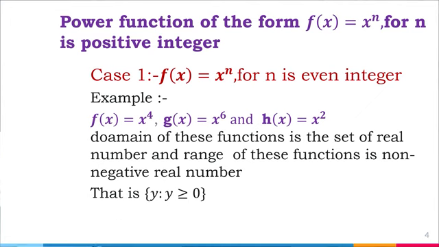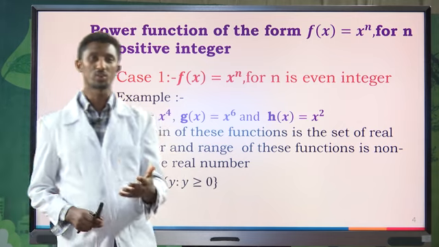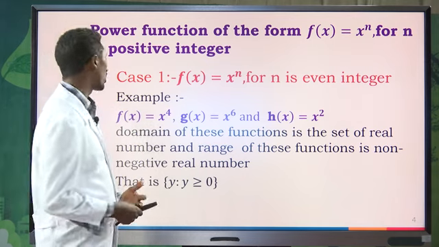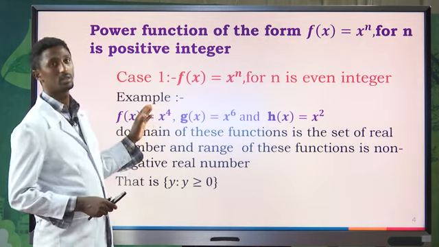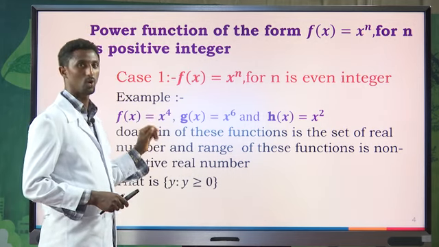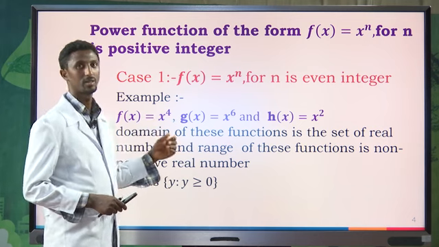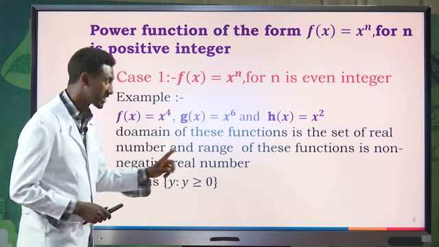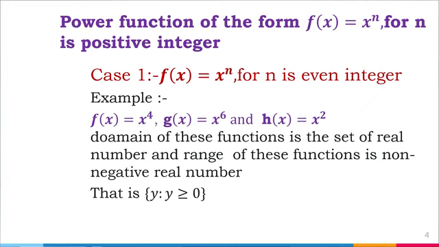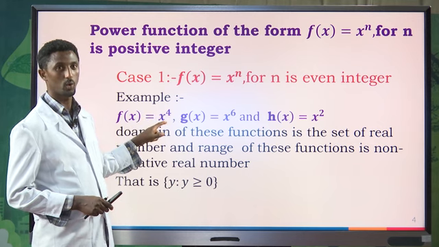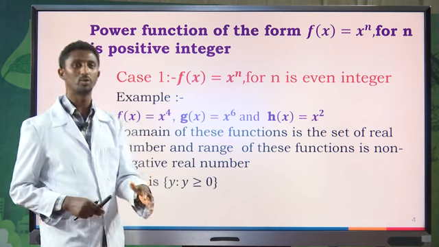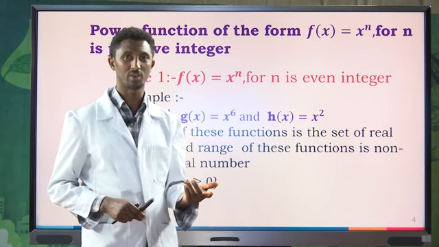So what's the domain of such power functions? A domain means what possible values of x can be substituted. Every real number defines this function, so every number can be substituted in place of x. The range of this function depends on the power n. When the power is 4 or any even integer, whether x is negative, positive, or 0, the output value, the range, is always greater than or equal to 0.